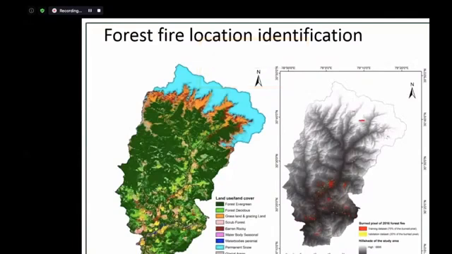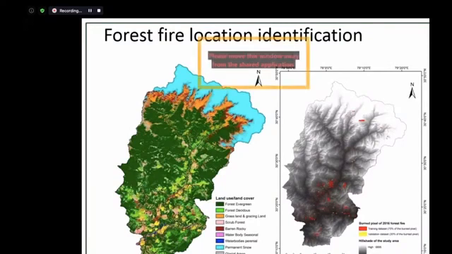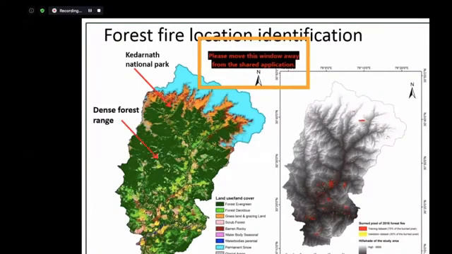And again, we put all these forest fire locations in a DEM image, and we have divided this forest fire location into training pixels and validation pixels to assess the forest fire susceptibility modeling. And this is Kedarnath National Park. This is dense forest range.